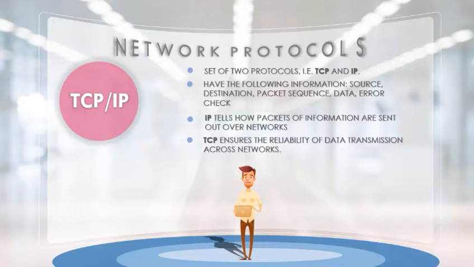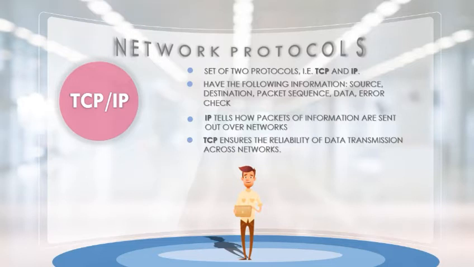Then packet sequence: the data is divided into packets, which are in a sequence, so the correct order must be kept in the protocol itself. Only then, when received at the destination, can they be grouped together to form the original data. Then data or our message, then error check, a parameter that checks for any errors in the transmission. Then IP tells how packets of information are sent out over the network. TCP, or Transmission Control Protocol, ensures the reliability of data transmission across the network.